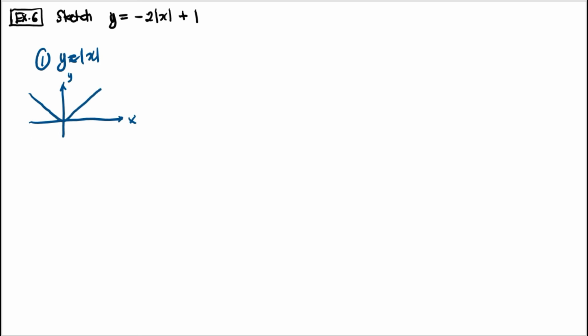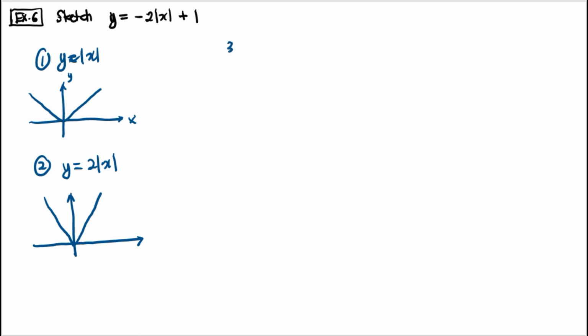But now I want to have a positive 2 modulus of x. So what I do, this is actually a vertical stretch. Instead of that we have this one. How should I draw this? Because we multiply the y ordinate by the value 2, we have something like this. So this is your 2 modulus of x.